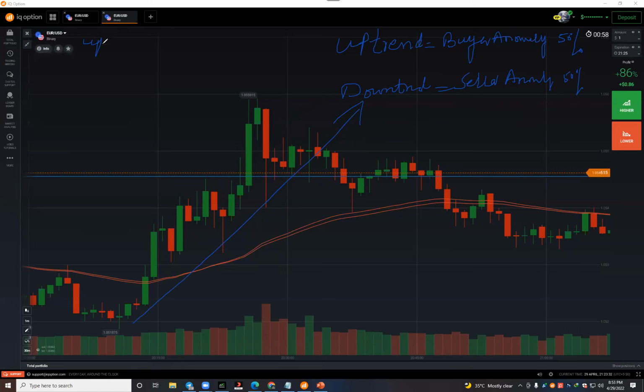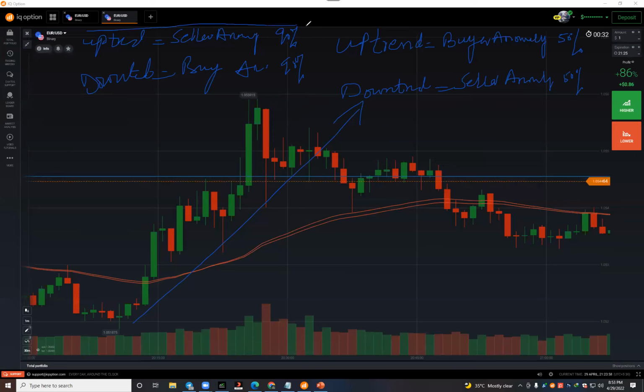But if it's an uptrend, in an uptrend, the seller anomaly works 90%. In a downtrend, the buyer anomaly will work 90%. Which anomaly do you want to use? Opposite. Opposite, because in an uptrend, buyers are strong, so buyers can support the other buyers. But these buyers can support these sellers.